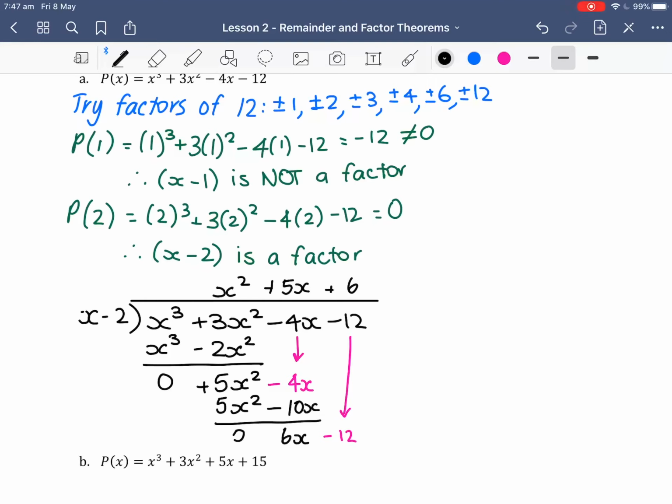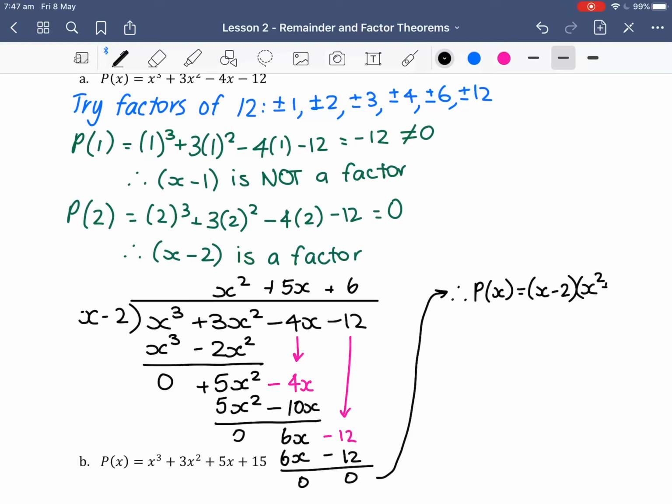So then we have 6x divided by x is plus 6. And then this is 6x minus 12. So 6x minus 6x is 0, and minus 12 minus negative 12 is also 0. So therefore, our polynomial equals x minus 2 times x squared plus 5x plus 6.